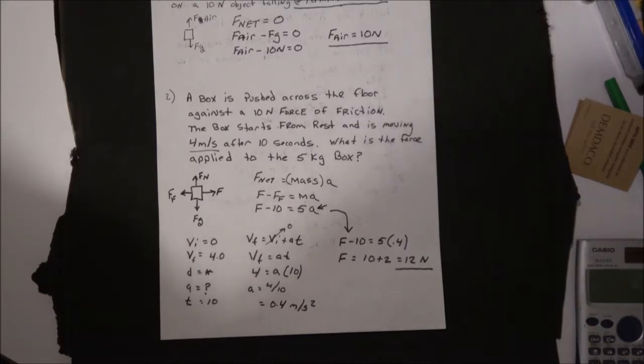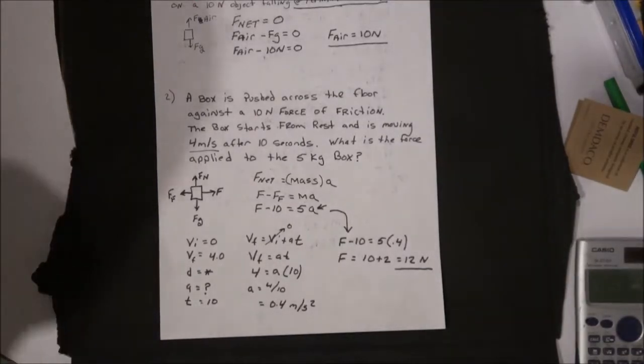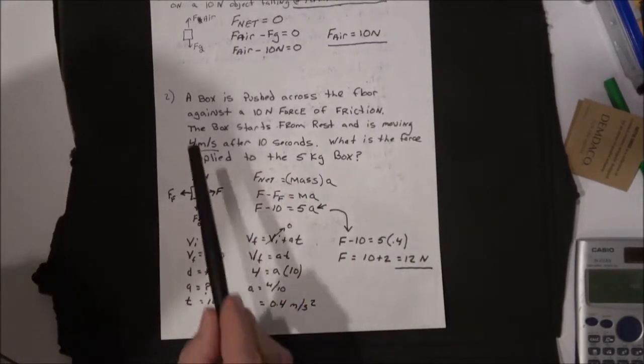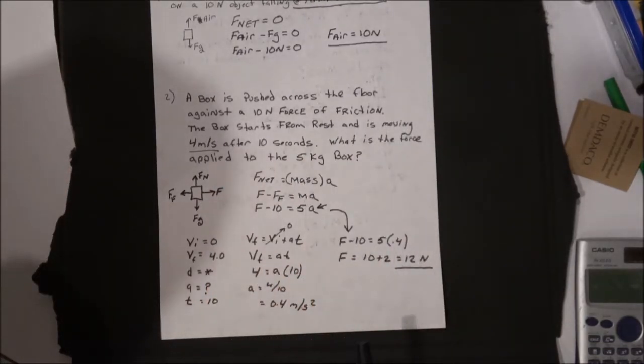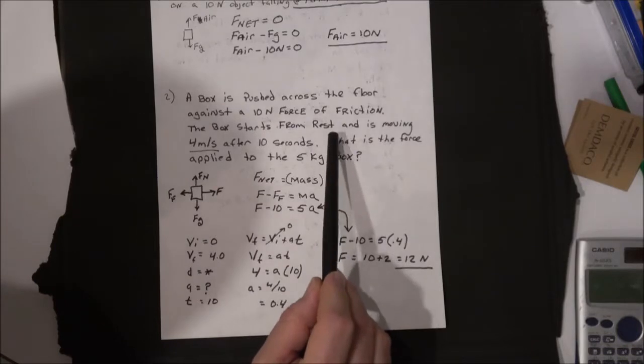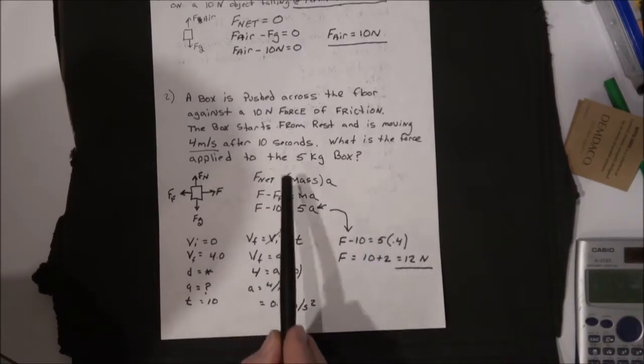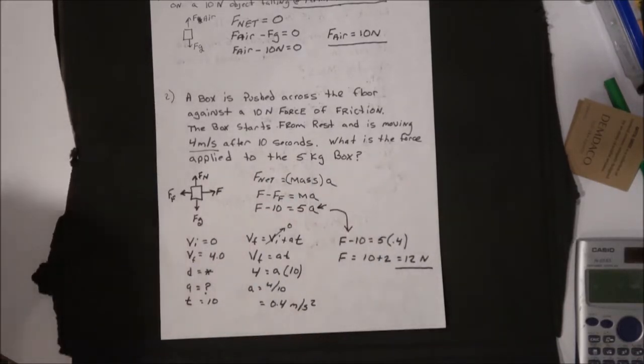So here we go. To recap what we had, we have a Newton's laws problem where a box is pushed across the floor against 10 newtons of force of friction. The box starts from rest and is moving at 4 meters per second after 10 seconds. What is the force applied to the box? The box is 5 kilograms.